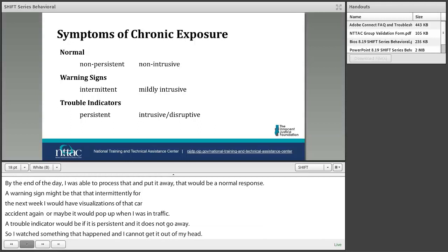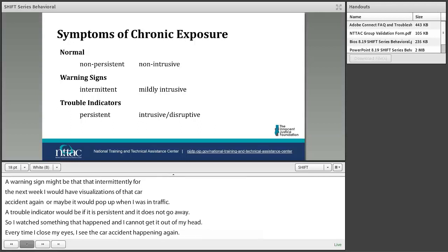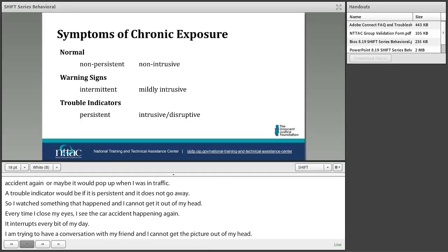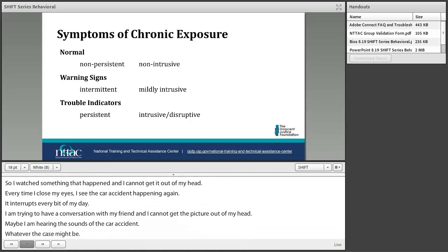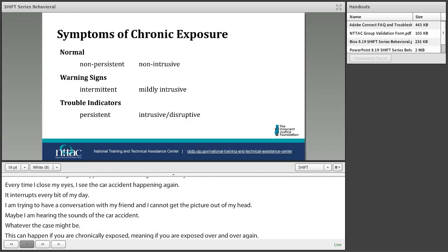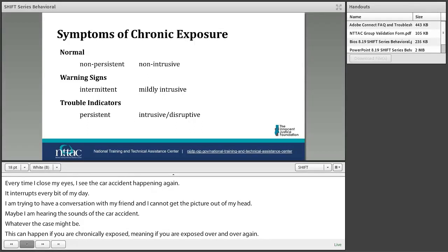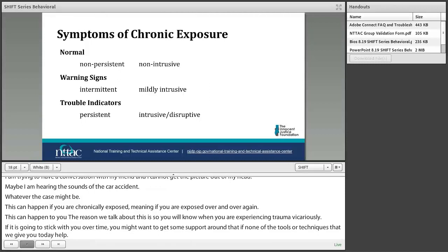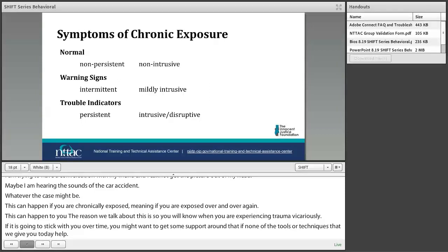And this can happen if you are chronically exposed, meaning if you're exposed over and over again. The reason that we talk about this is so that you will know, when you experience trauma vicariously, that if it's going to stick with you over time, then you might want to get some support around that if none of the tools and techniques that we give you today help. So remember to pay attention to what's going on with you, and know that if this does happen, it's not like you're out of control or you're losing it or you're going to be stuck forever.